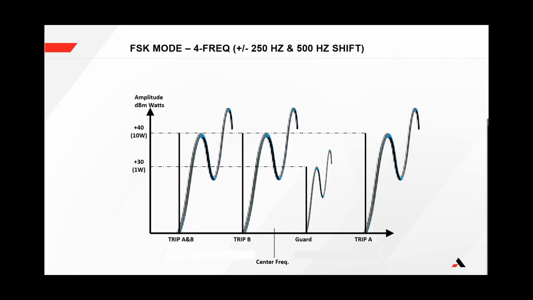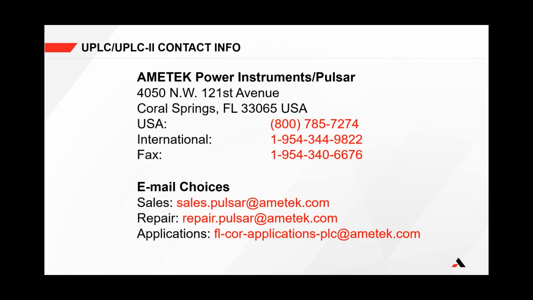For 4-frequency FSK, the transmit and receive frequency values programmed into the UPLC are never transmitted, and the functions assigned to each shift are predefined and unchangeable. The shifts can be programmed for 250 or 500 Hz, but there are two intermediary shifts at 1/3 of the shift value. For example, with a 250 Hz shift, the guard would be shifted up 83 Hz. Trip A would be shifted up 249 Hz. Trip B would be shifted down 83 Hz, and trip A and B would be shifted down 249 Hz. The 500 Hz shift has the same shift ratios, just scaled to plus or minus 166 Hz and plus or minus 498 Hz. That is it for this training session.